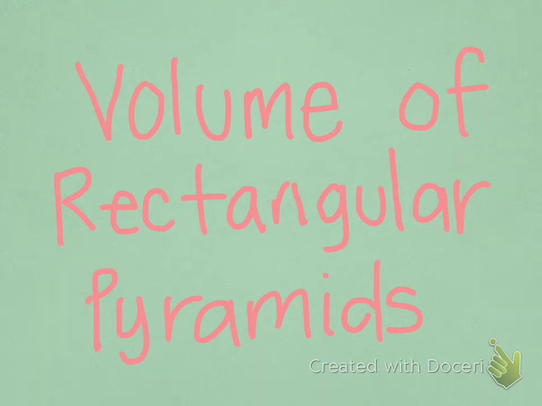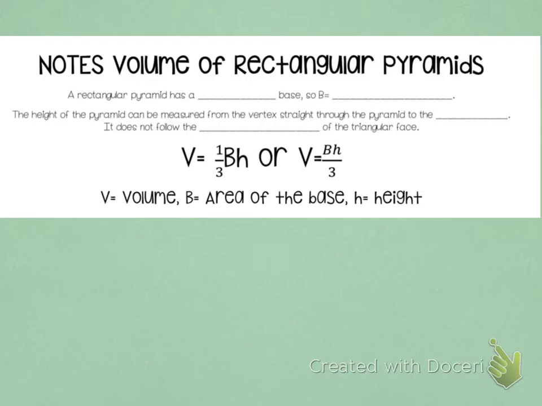Today we are going to talk about volume of rectangular pyramids. A rectangular pyramid has a rectangle base, and because it has a rectangle base, we use the formula for a rectangle to find big B, which was introduced during prisms. So the area of a rectangle, big B, is going to equal your base times your height of the rectangle.